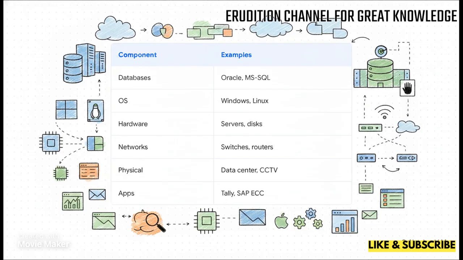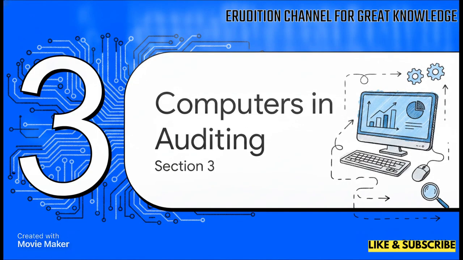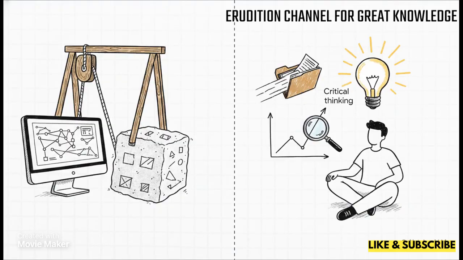which ranges from packaged software like QuickBooks to massive enterprise ERPs like SAP and Oracle. Section 3. Computers in auditing tasks. So how do we, as auditors, actually use computers in our day-to-day? Well, they accelerate our tasks immensely.